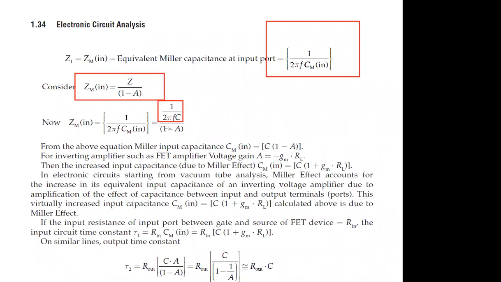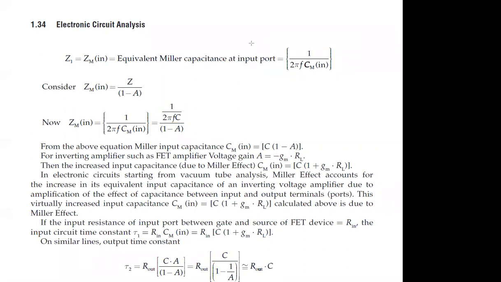Therefore we get 1 by 2 pi F C divided by 1 by A, and the overall impedance is given by the Miller impedance 1 by 2 pi F Cm in. This is the relation for the impedance Z, and we are taking Z for the input side and the output side. Therefore, we are getting this relation as 1 by 2 pi F C by A.